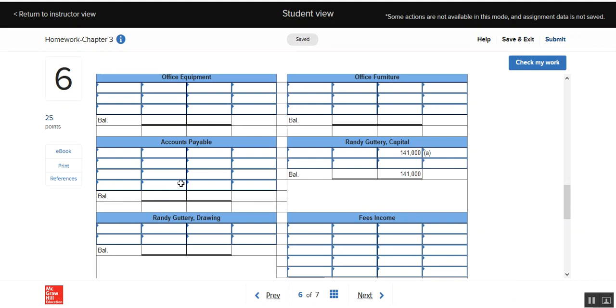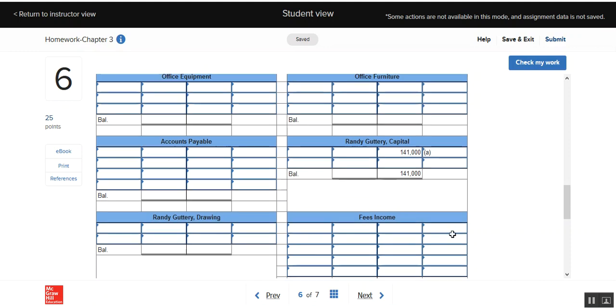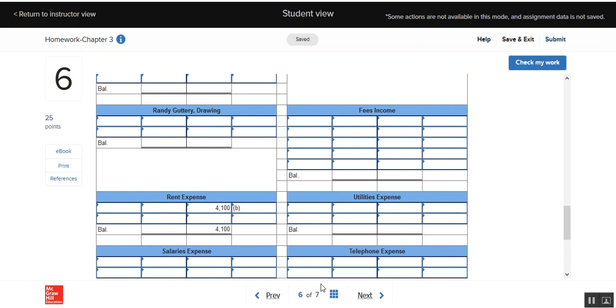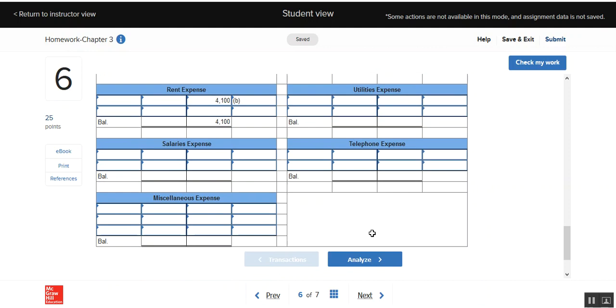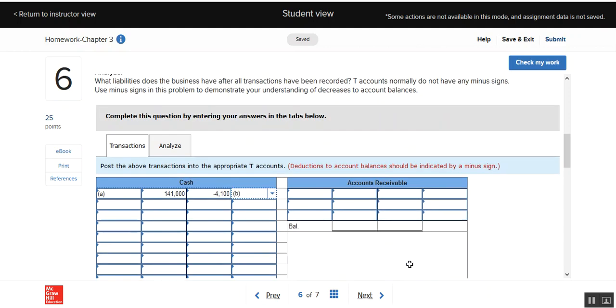Accounts payable, liabilities, work the opposite way. So a minus on an accounts payable would be on the left-hand side. Capital shouldn't go down, but if it were, there would be a minus on the left-hand side. Drawing, the minus would be on the right. Fees, income, minus would be on the left. And then all of your expenses, if they were to decrease, which they shouldn't, but if they did, the decrease would be on the right. So I just wanted to show you that quickly with number 6.